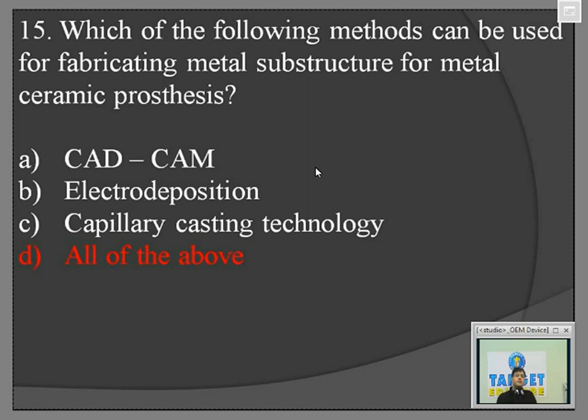Now question number 15. Which of the following methods can be used for fabricating metal substructure for metal ceramic prosthesis? Options are CAD-CAM, which is the correct answer. Second option is electrodeposition, which can also be used for making metal ceramic substructure for metal ceramic prosthesis. Third is capillary casting technology, which is also a method of fabricating substructure for metal ceramic prosthesis.